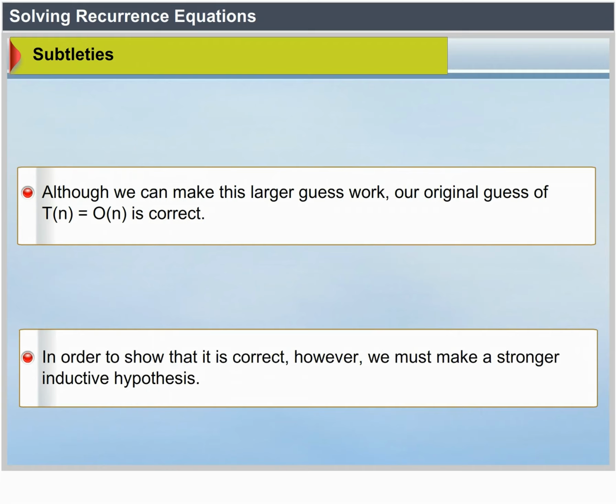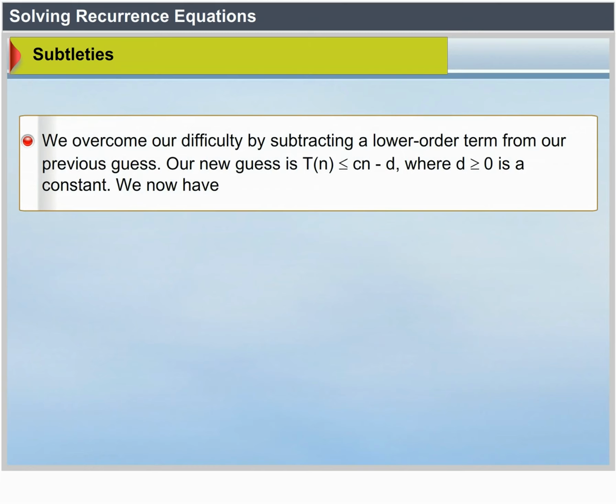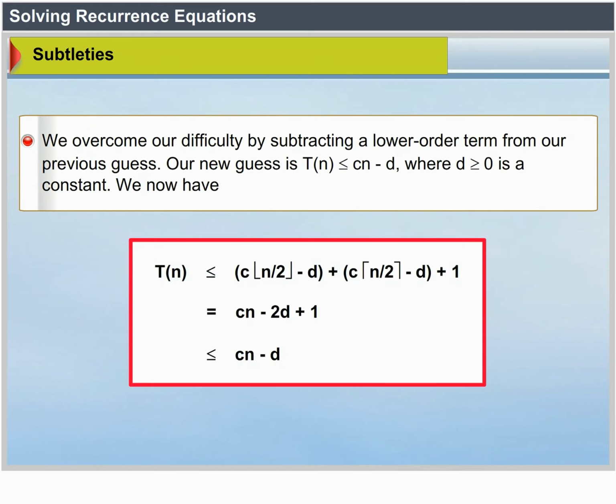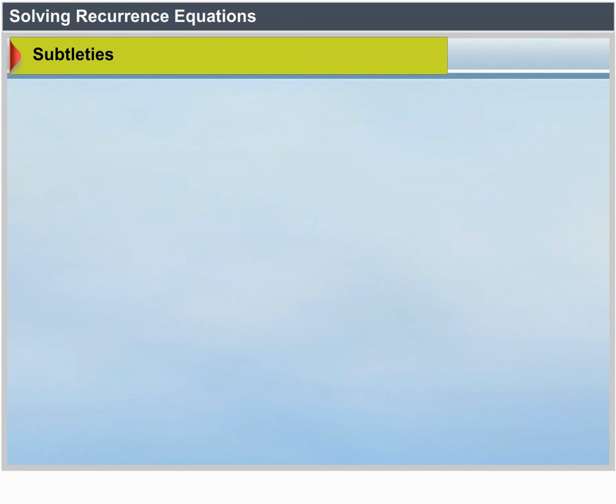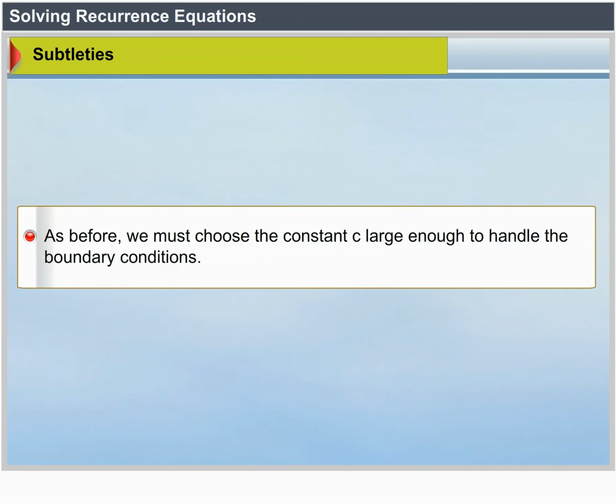We overcome our difficulty by subtracting a lower order term from our previous guess. Our new guess is T(n) <= cn - d, where d >= 0 is a constant. We now have T(n) <= cn - d, as long as d >= 1. As before, we must choose the constant c large enough to handle the boundary conditions.